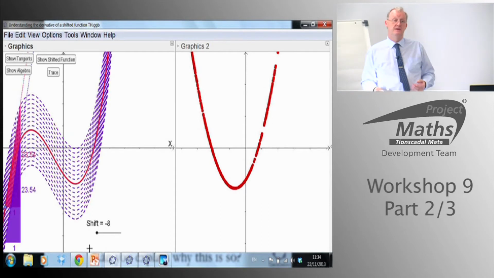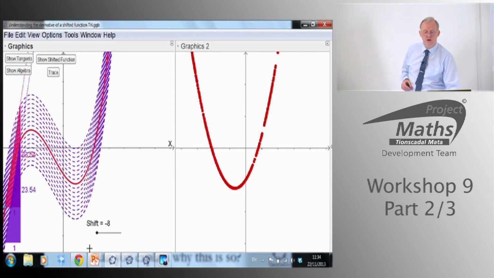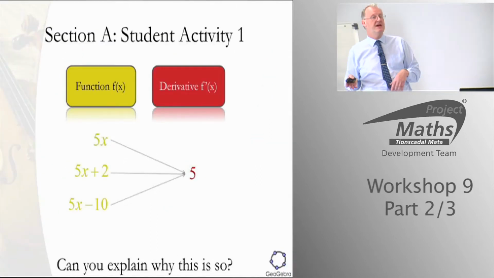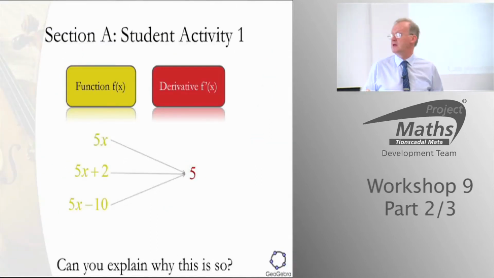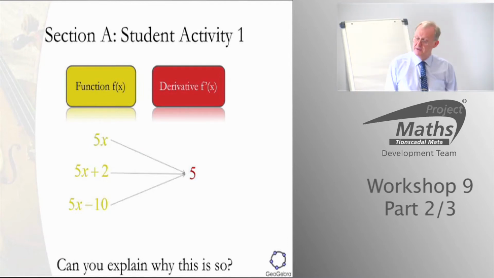Infinite. So, what are we saying really? There's an infinite number of vertically shifted functions, all of which have the same slope, all of which have the same rate of change, all of which have the same derivative.